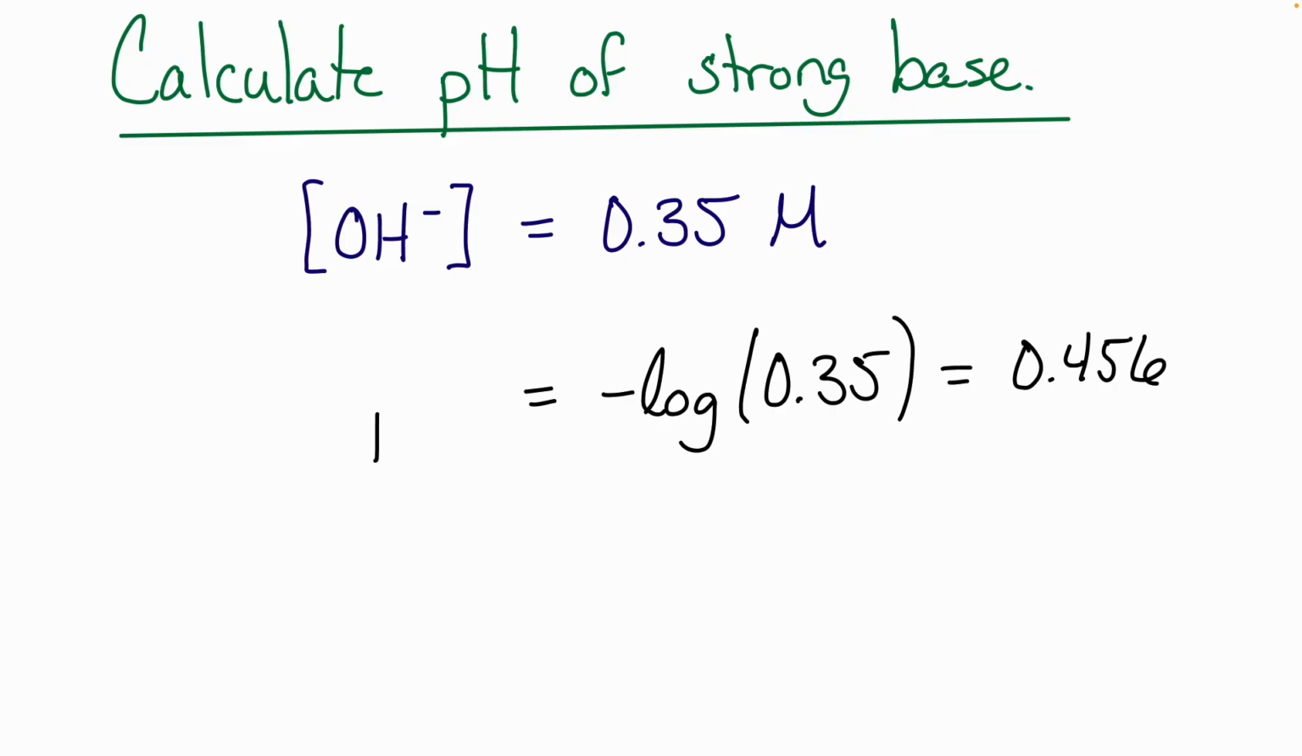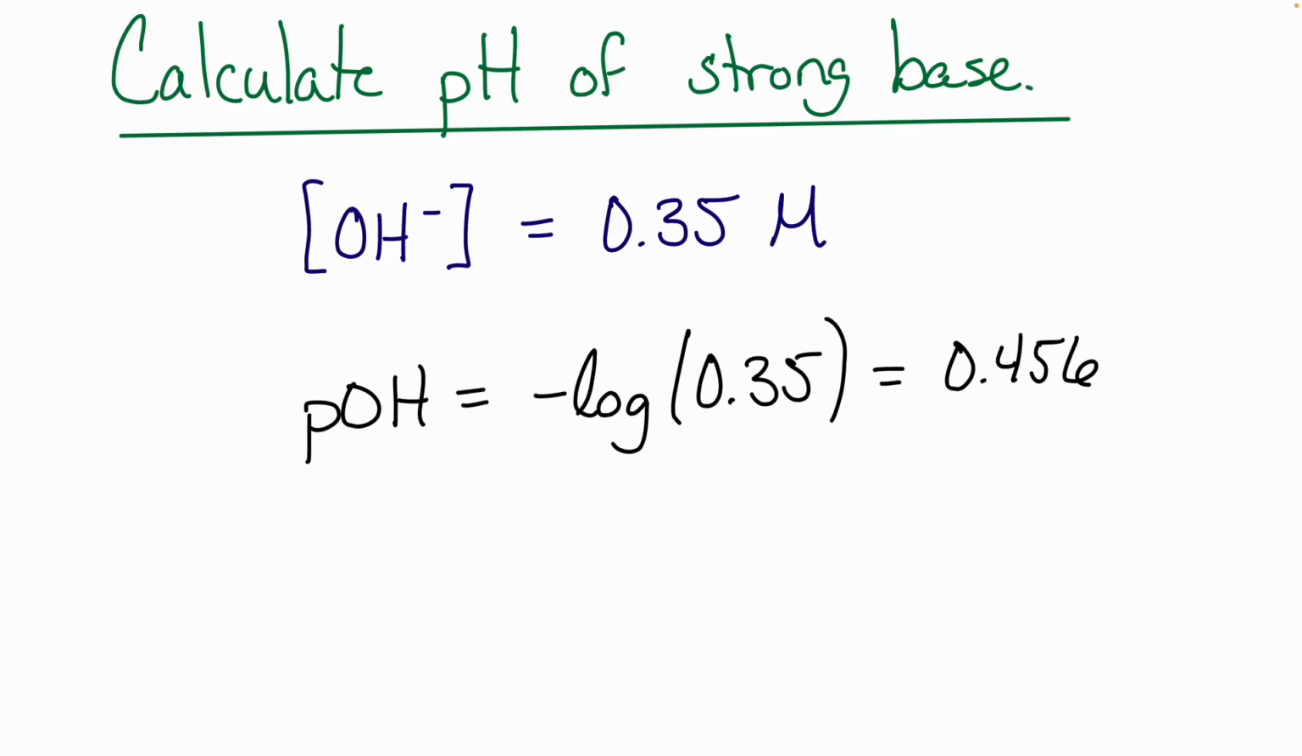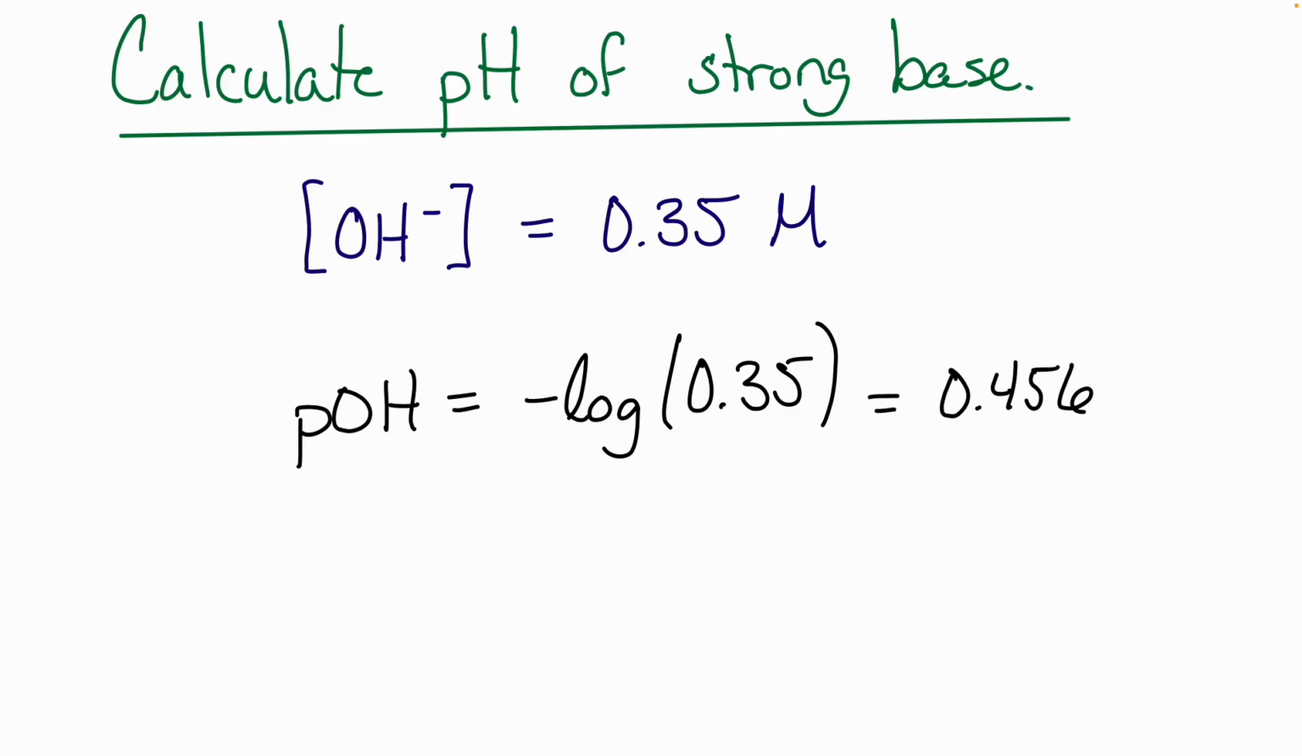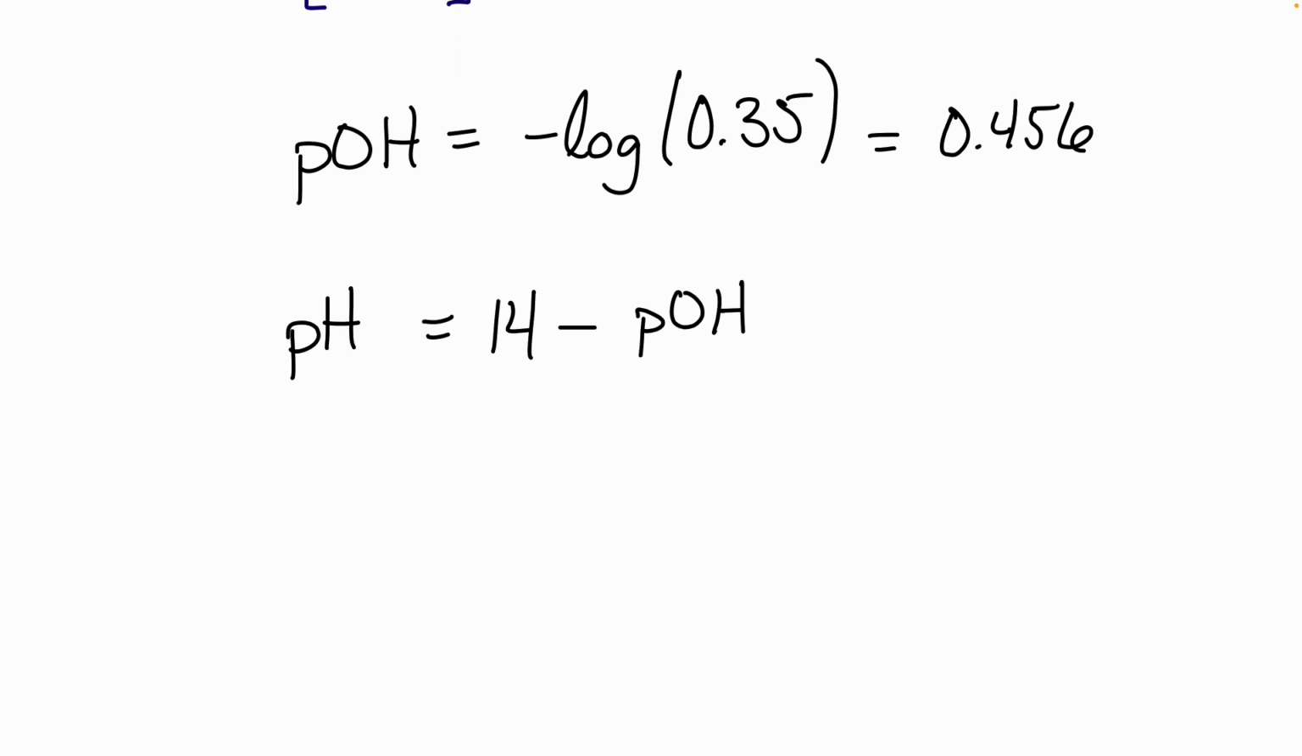The pOH, awesome. So in order to convert, since we're talking about a basic solution but we want to talk in terms of pH, we're going to have to use that auto-ionization relationship that says pH plus pOH equals 14. Or I can rearrange this: my pH is going to be 14 minus my pOH. All right, and that leaves me with a solution with a pH equal to 13.544.